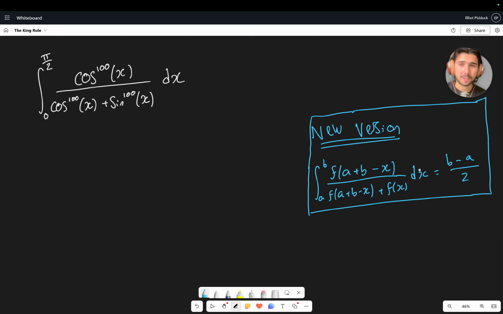Okay, so let's take a look at this integral. It's the integral from 0 to pi over 2 of cos to the power of 100 divided by cos to the power of 100 plus sine to the power of 100. And I've rewritten down the new version of the king rule that we've just derived.